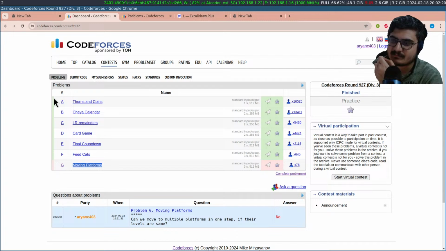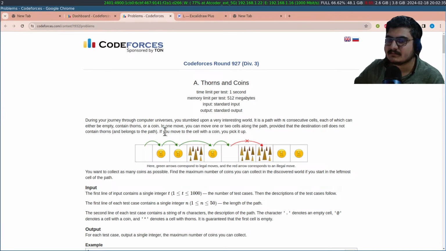I was able to solve only six problems, and on the last problem I had some ideas, but it looks like I am missing some cases over here. So I will go through all the problems and let's see how it goes. So let's start with the first problem, Thorns and Coins.